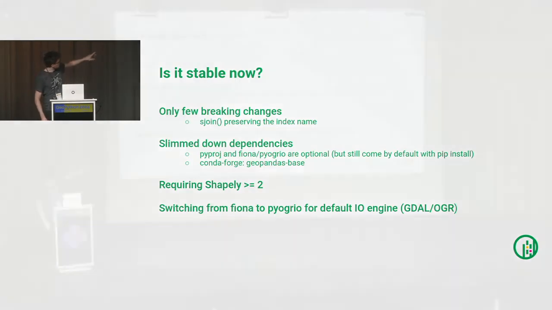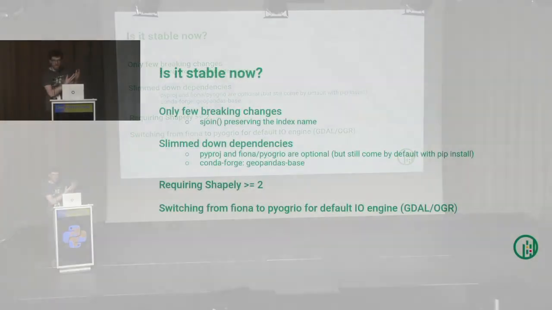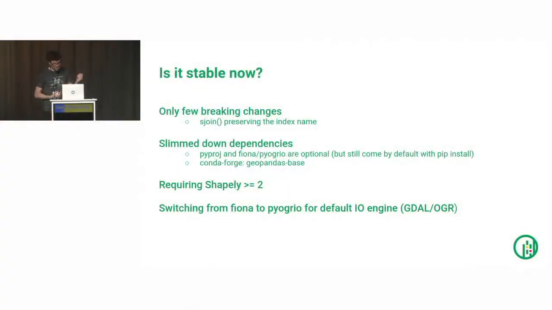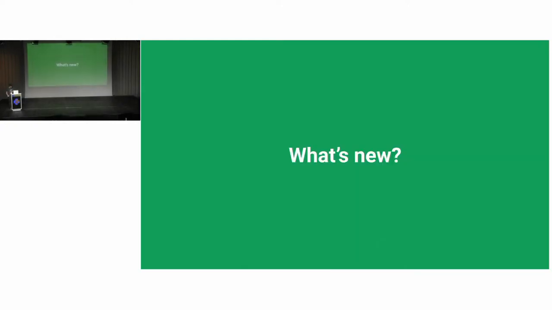And then an important one, I will later show some of the performance impacts of this. We have always included Fiona as a dependency for I/O using GDAL, but the 1.0 release will switch to include pyogrio by default. You can still use Fiona, but the default that comes with installing GeoPandas will be pyogrio. And so if you relied on the fact that Fiona was present in your environment just from installing GeoPandas, that will change. That's something about the dependencies.